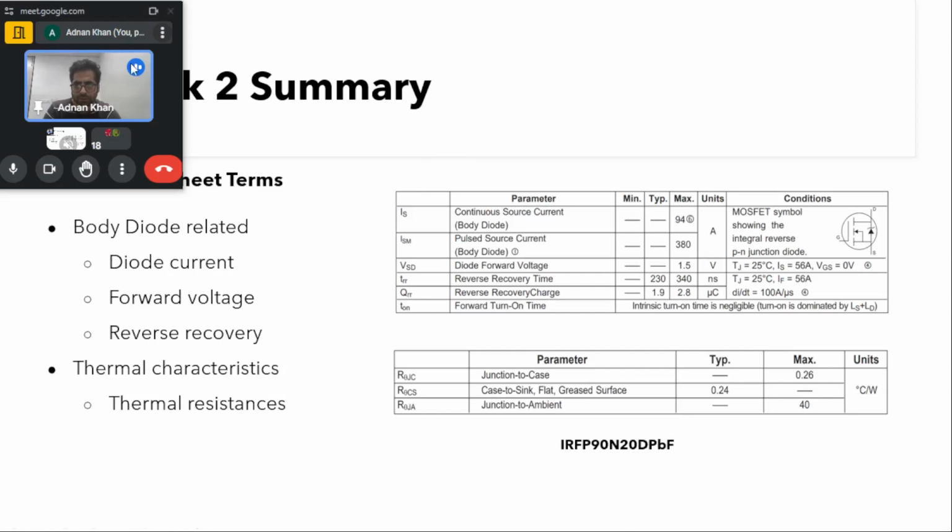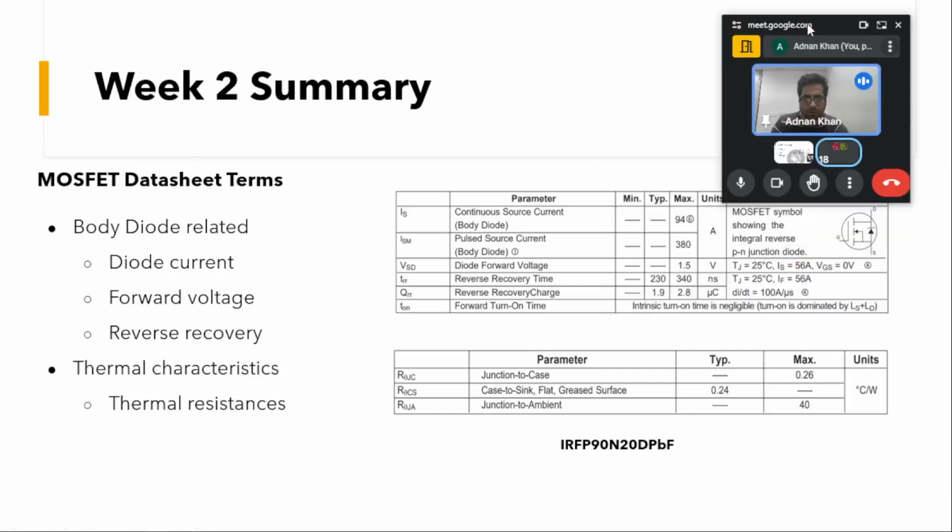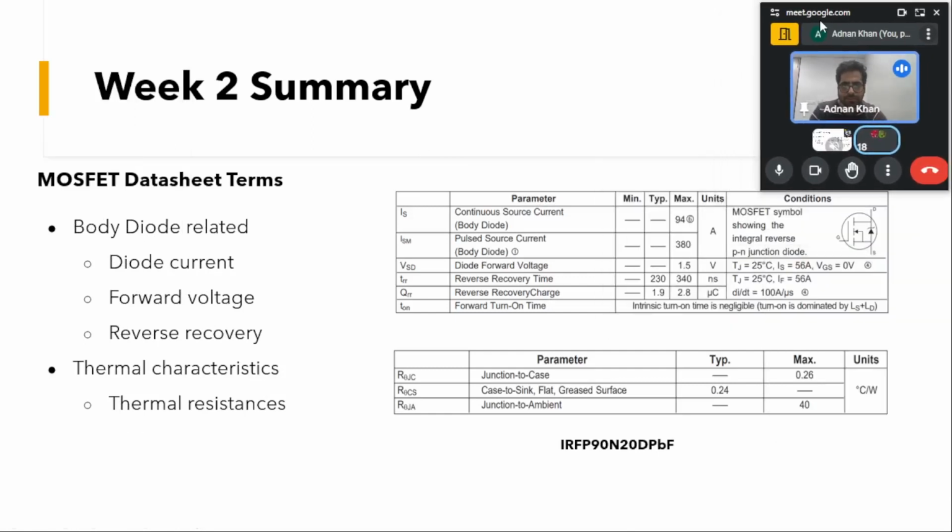Similarly for the diode, certain data will be provided in the data sheet, like the forward current. You can see what current it can flow, the pulsed current it can carry, the forward voltage drop across the diode, its reverse recovery time, and reverse recovery charge. These are all given in the data sheet.